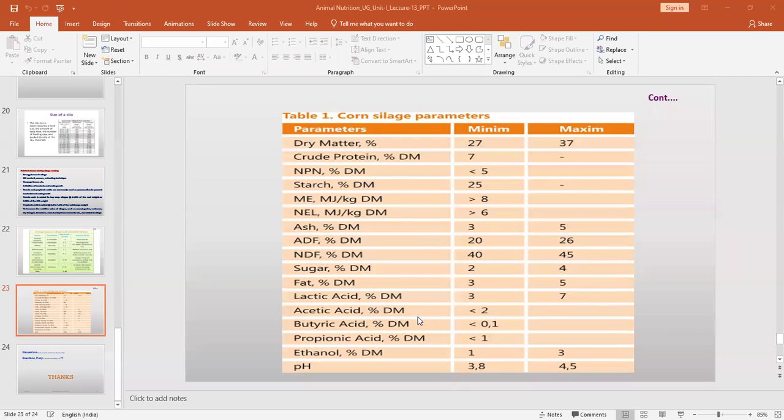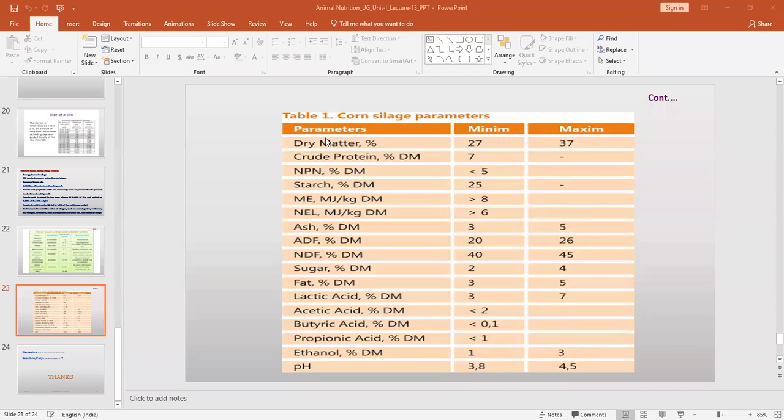Acetic acid concentration should be less than 2%, and very important for good quality silage, the butyric acid concentration should be less than 0.1%. And pH is also very important. pH should be minimum 3.8 and maximum 4.5. So the standard pH for good quality silage is 4.2.